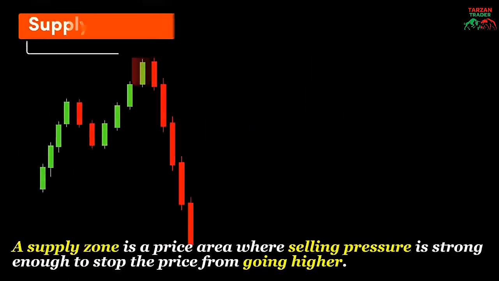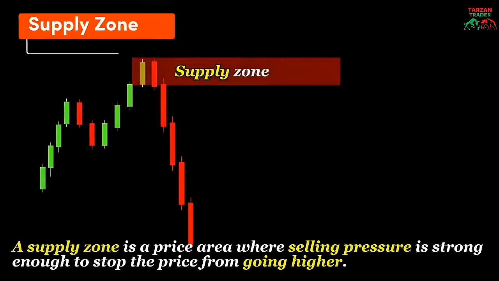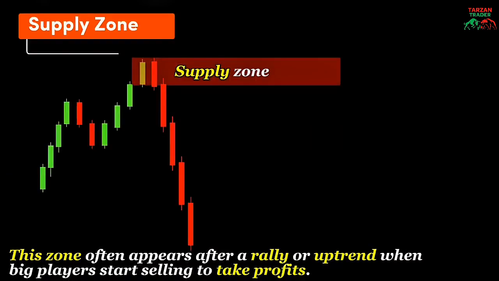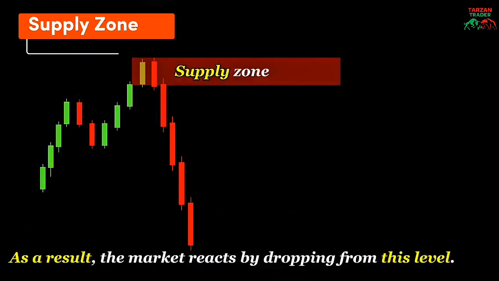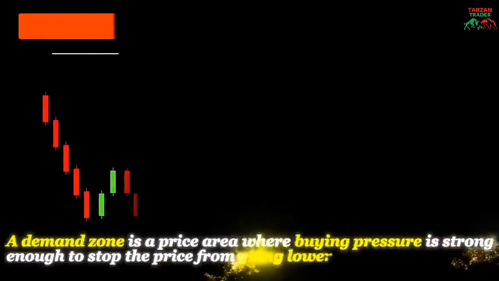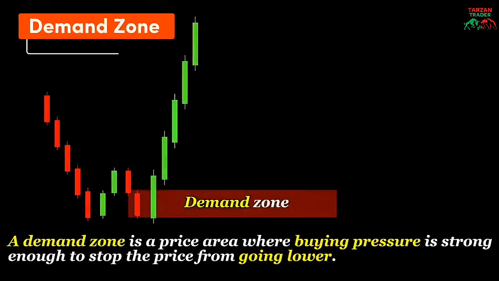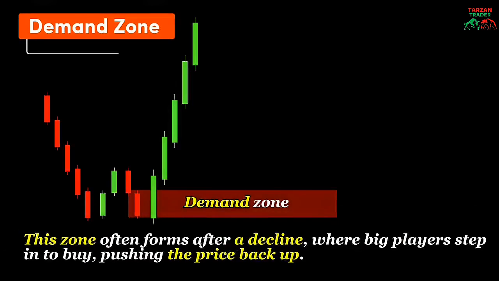A supply zone is a price area where selling pressure is strong enough to stop the price from going higher. This zone often appears after a rally or uptrend when big players like institutions or banks start selling to take profits. As a result, the market reacts by dropping from this level. A demand zone is a price area where buying pressure is strong enough to stop the price from going lower. This zone often forms after a decline, where big players step in to buy, pushing the price back up.